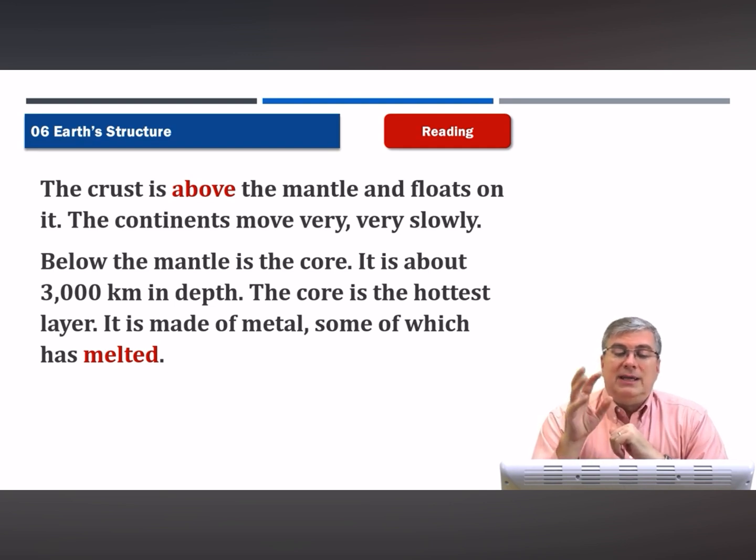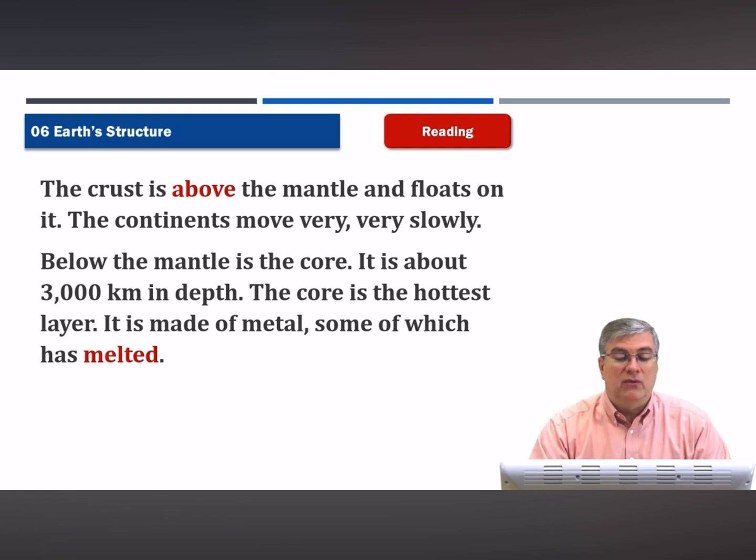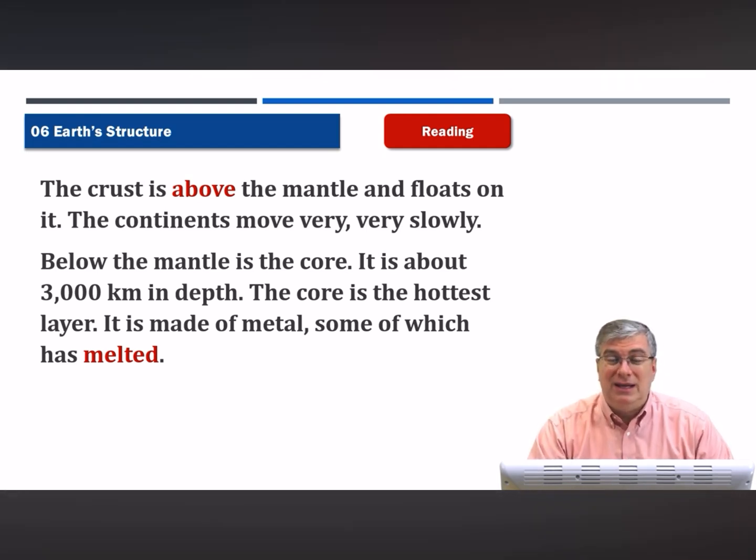Below the mantle is the core. It is about 3,000 kilometers in depth. The core is the hottest layer. It is made of metal, some of which has melted. It's so hot in the core that the metal in the core is melted. It's liquid. It's very, very hot.